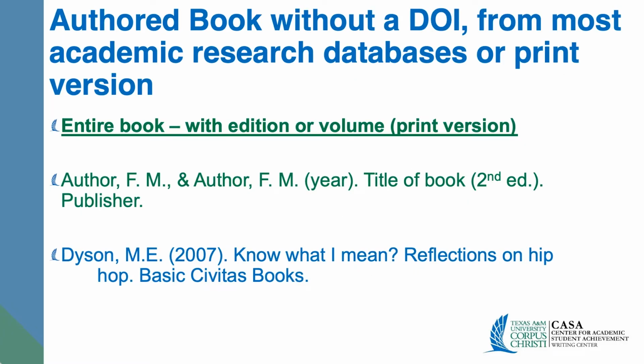All right, so how do you cite a source? If you are looking at an authored book without a DOI, from most research databases or print version, that means you have gone into the library and taken a book off a shelf, or you've downloaded the ebook on the database, then you're going to cite it: author's last name, comma, first initial, and middle initial if available. APA does not use full first names, nor do they use title identifiers. They just use the last name and the initials. If there's more than one author, you will use the ampersand, then you will put a final period.